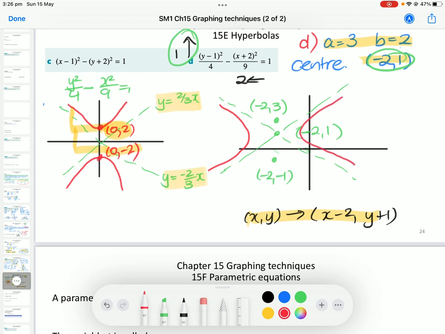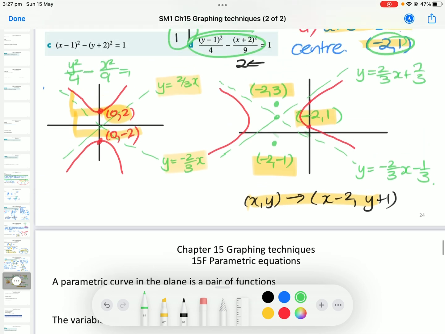If I wanted to, I could then use CAS to solve, but if you look in the book example, they didn't actually find the intercepts here because they're a bit hard. The important things you have to have is the minus 2, 1, the minus 2, 3, the minus 2, minus 1, and then we need to label what these asymptotes were. So this one will be y equals 2/3 x plus 7 on 3. And this will be y equals minus 2/3 x minus 1 on 3. And you can just get those by using the formula on this original equation. So go and have a go at 15E and see how you go with hyperbolas.